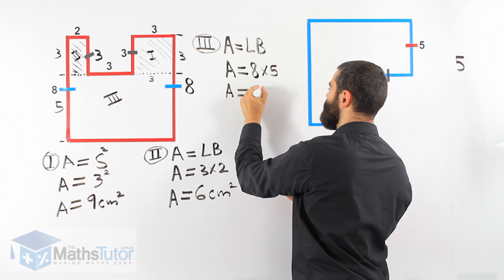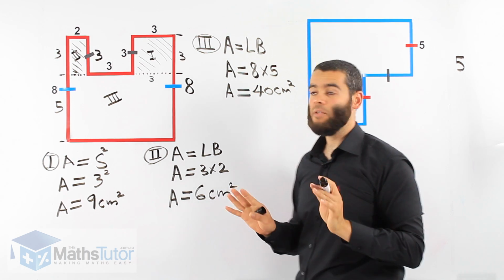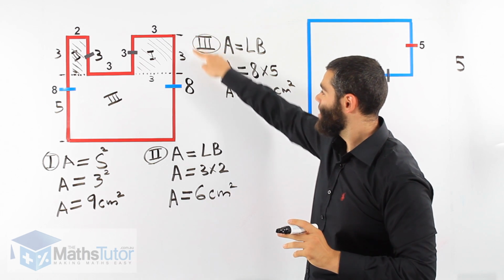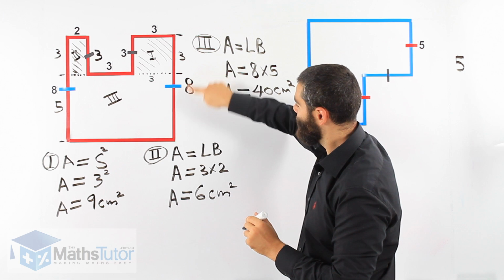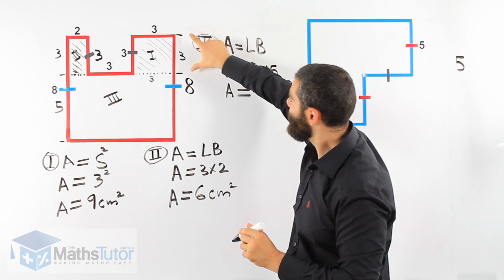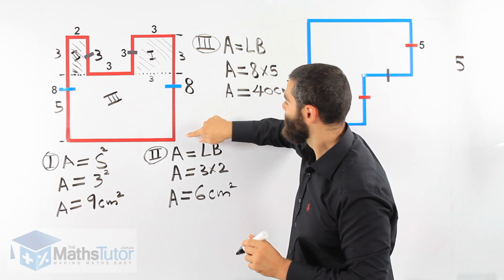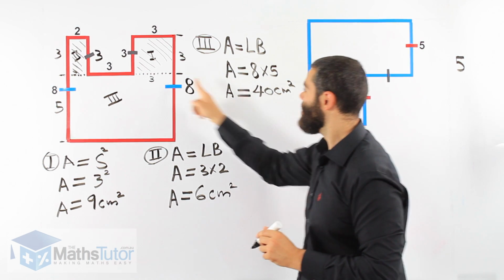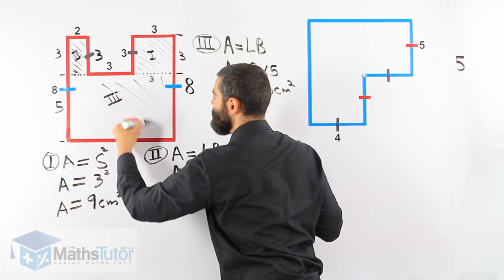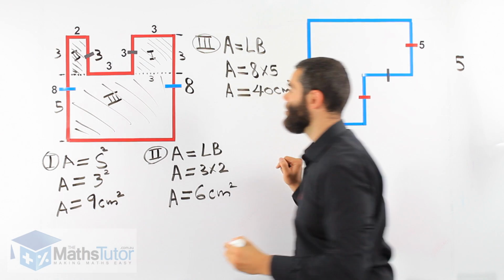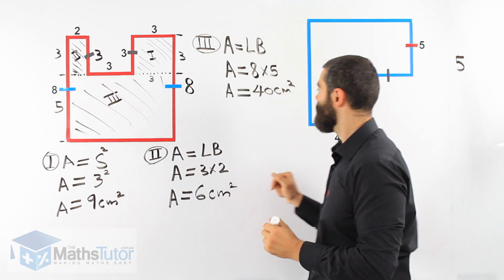8 times 5 is 40 square centimeters. Very important: it's not 8 from here to there, it is only 5, because 8 is the total. Take away the 3, and we're left with 5 on this side. So 8 here times 5 there gives us the area for area 3, the rectangle.